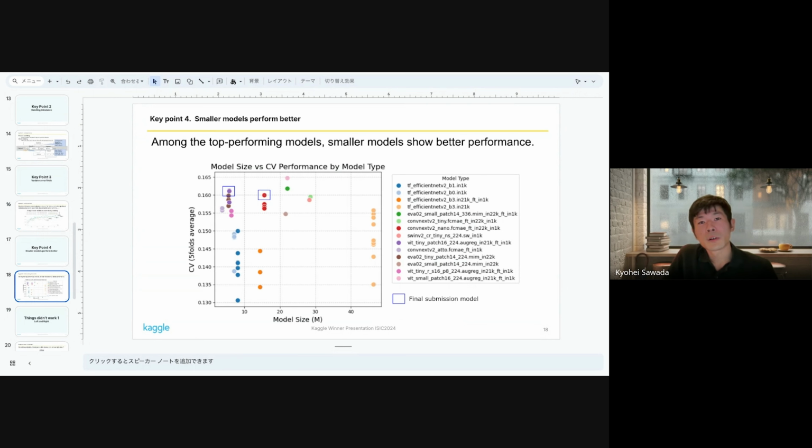By using small models, I was able to reduce overfitting, which improved performance, and I also believe the approach helped align with the CV-LB scores.